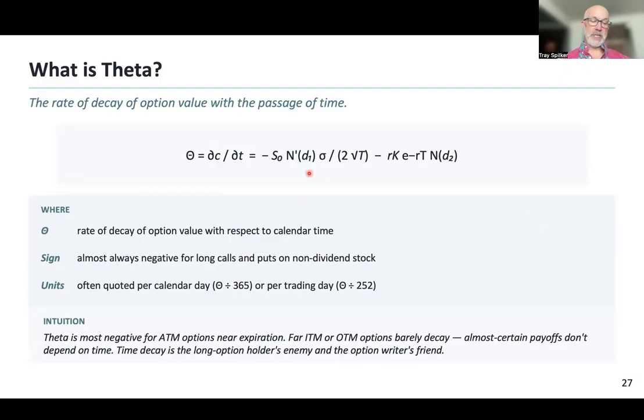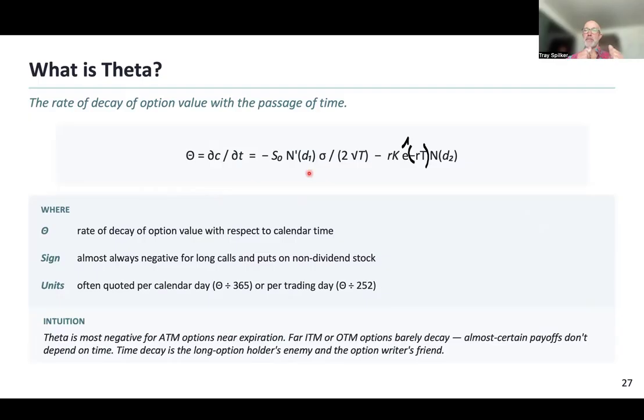With the exception here, I need to update this. This should be an exponential here, right? So I'll update that slide for you. But in terms of its understanding here, we're going to refer to theta as the rate of decay of the option value with respect to calendar time.